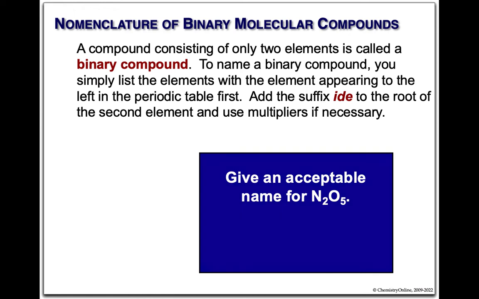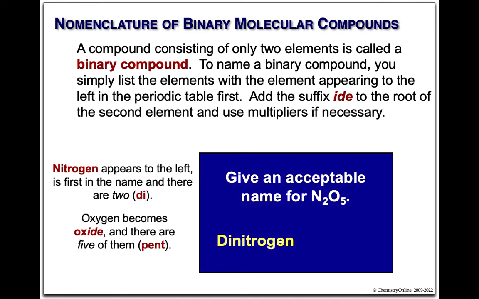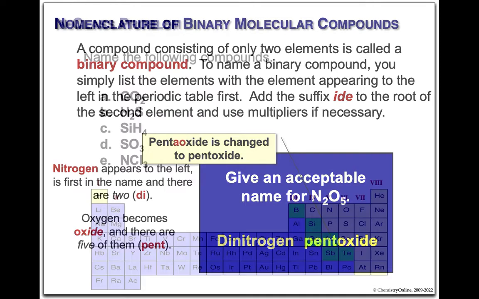2 nitrogens, 5 oxygens. Once again, it's going to be dinitrogen. 5 is pent. This is oxide, isn't it? Dinitrogen pentoxide. Now actually this is penta, so we have an AO again, we just drop the A. Once again, if you put the A in, it doesn't matter. Okay? Do these.